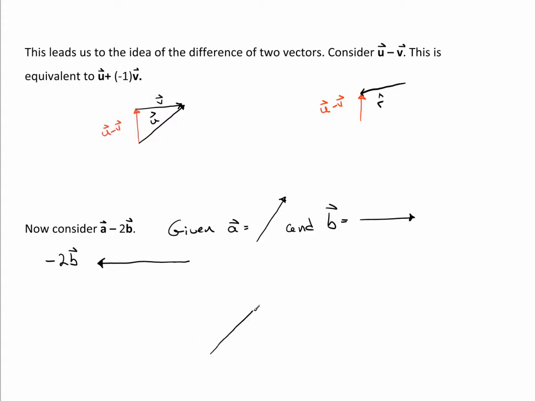Here's a minus 2b. This is vector a. This is vector negative 2b, a negative 2 times b. And then, of course, when I add them together, I get this vector, which is a minus 2b.